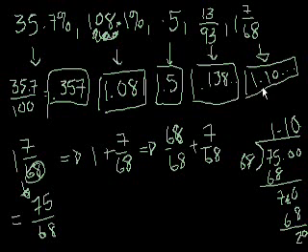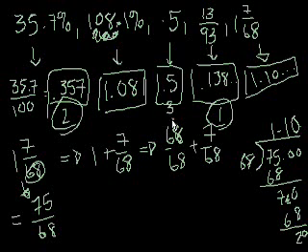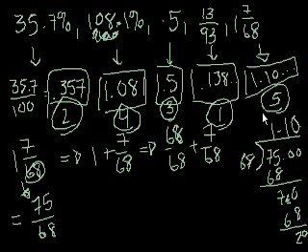So what's the smallest? So the smallest is right here. So this is, I'm going to rank them from smallest to largest. So the smallest is 0.138. Then the next largest is going to be 0.357, right? Then the next largest is going to be 0.5. Then you're going to have 1.08. And then you're going to have 1 and 7/68.